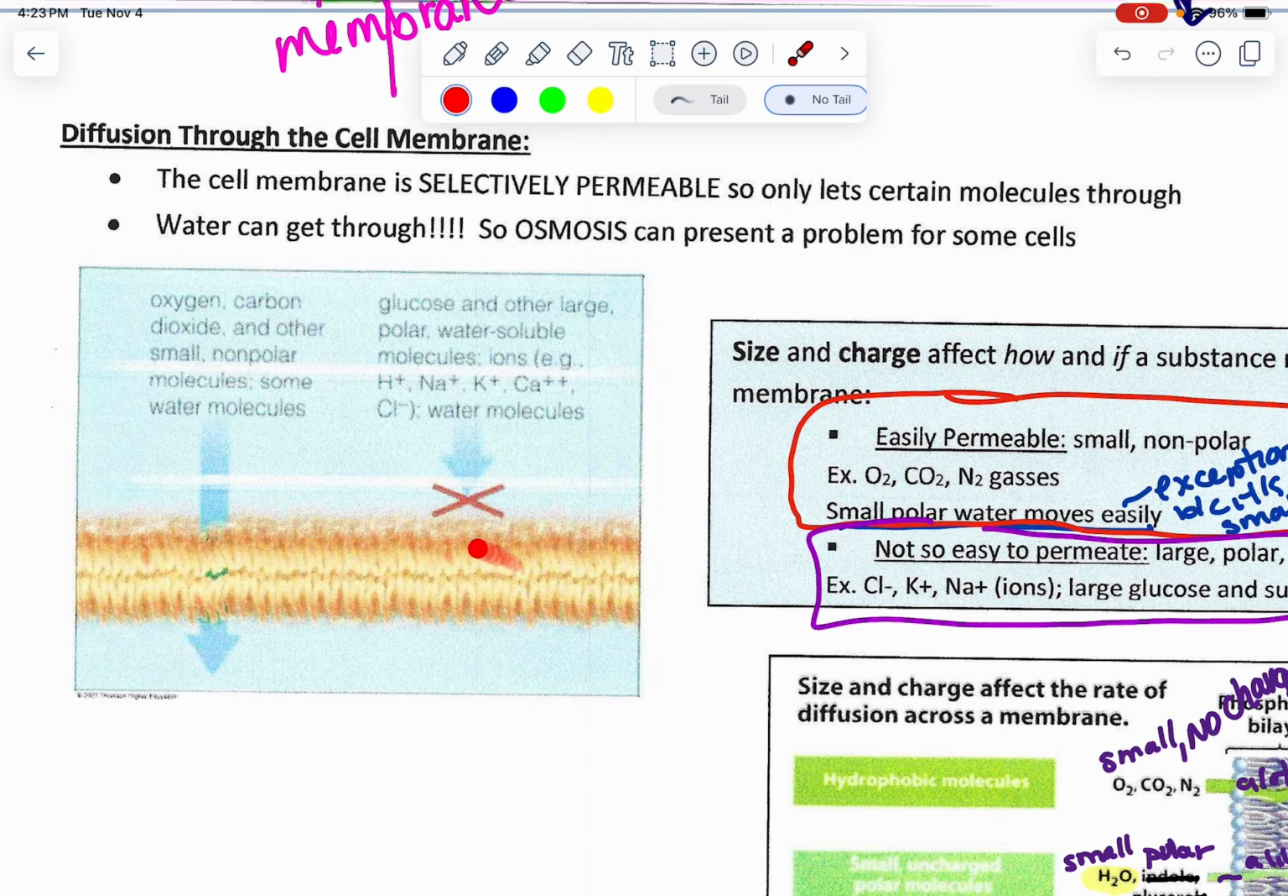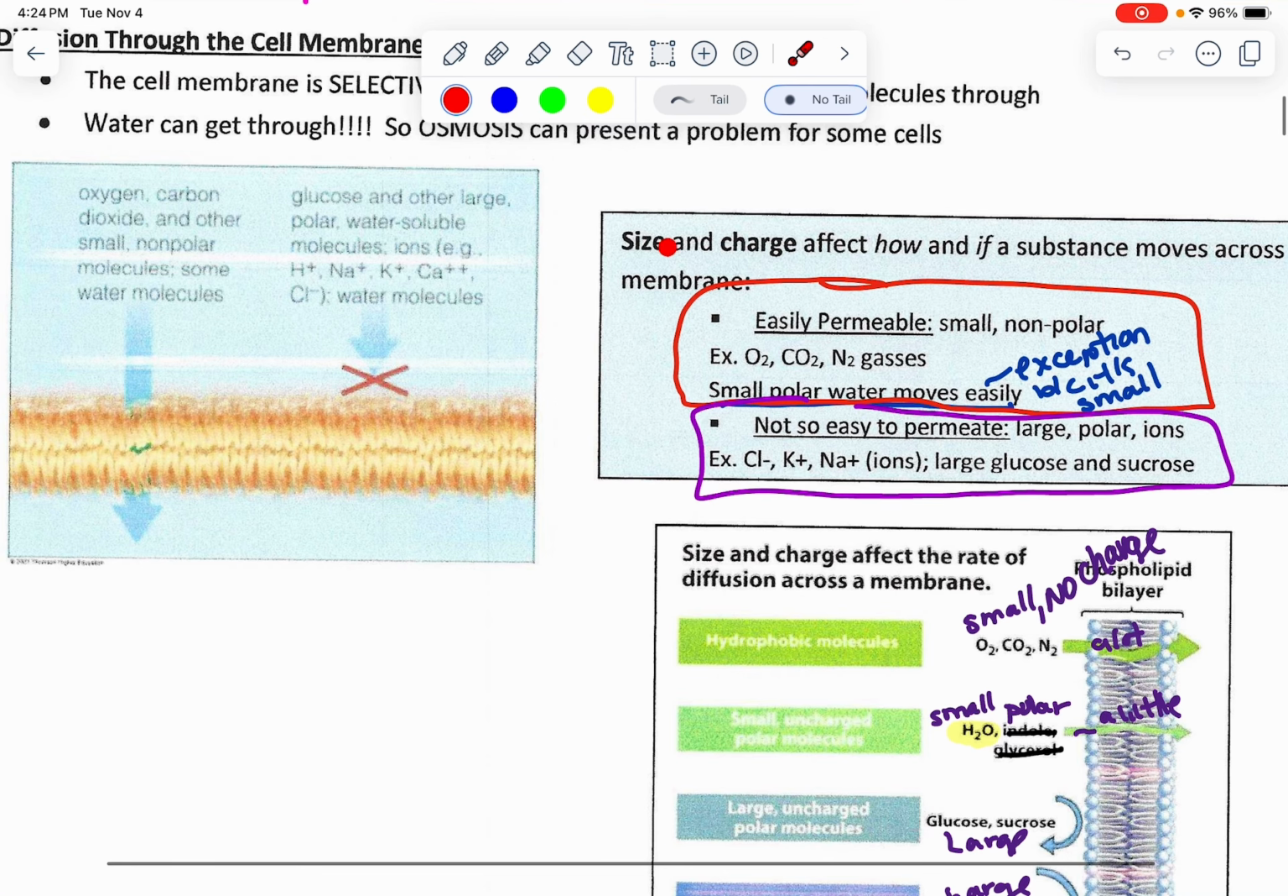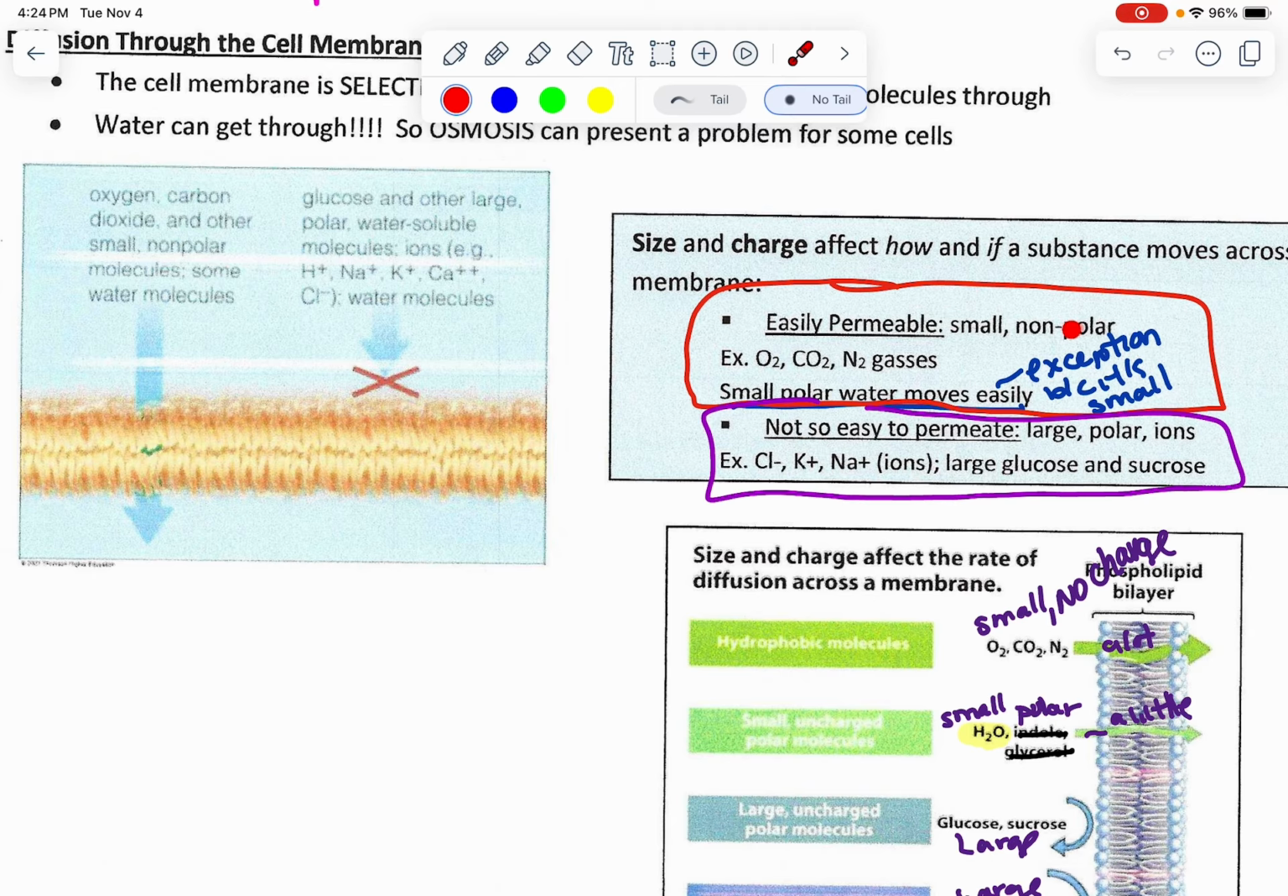Here's our cell membrane, our phospholipid bilayer. And we've said this before, but the cell membrane is selectively permeable. So it only lets certain molecules through. Okay, what can and what can't get through. Okay, so I've listed here, based on size and charge, what can and what cannot. What is easily permeable? What can get through? I've outlined in red here.